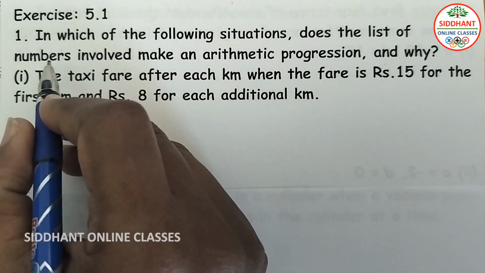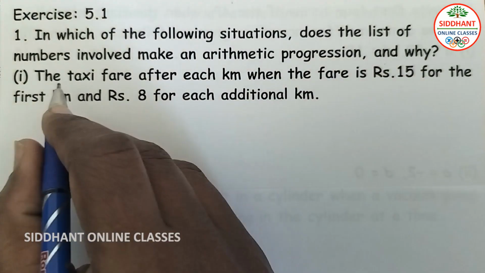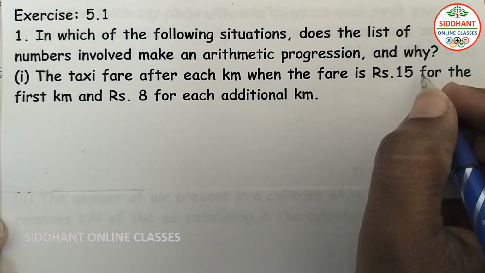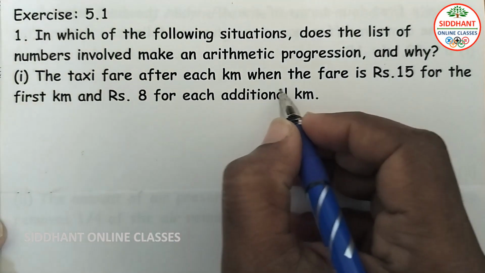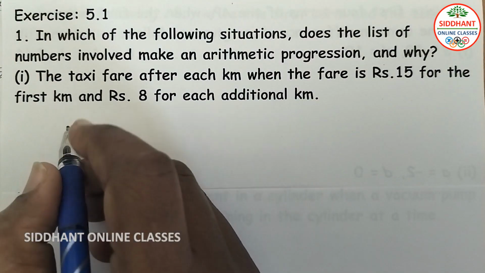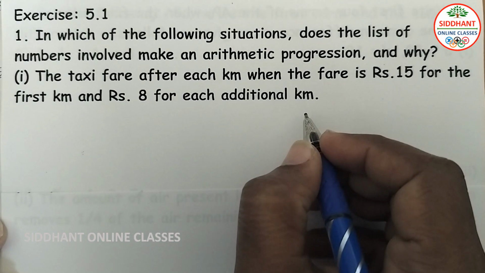Exercise 5.1, question number 1. In which of the following situations does the list of numbers involved make an arithmetic progression and why? First one, the taxi fare after each kilometer when the fare is rupees 15 for the first kilometer and rupees 8 for each additional kilometer.